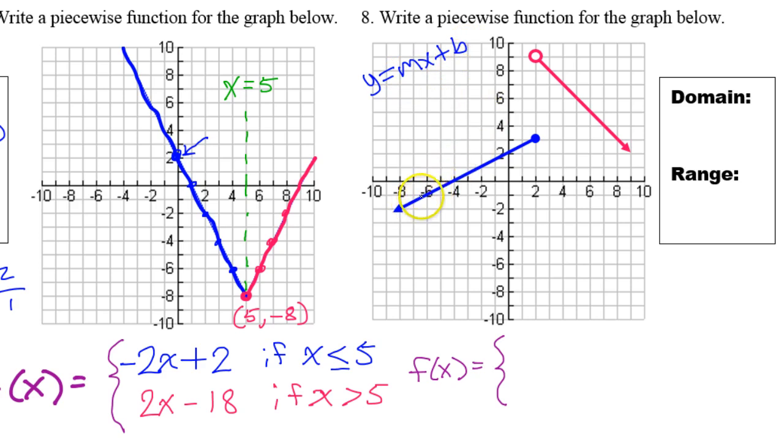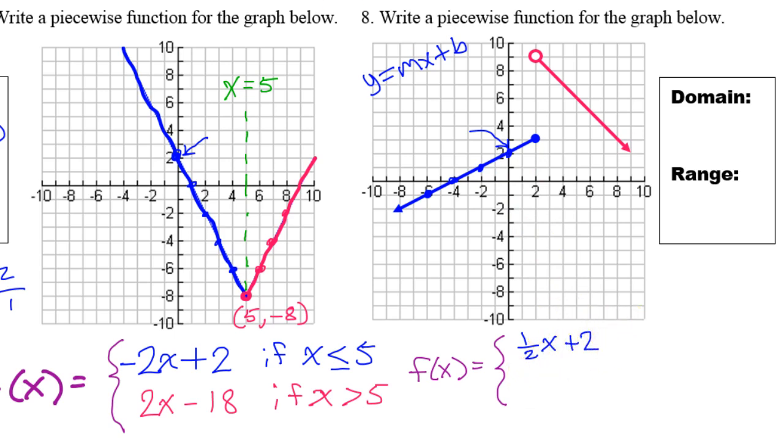So let's see. Let's put some dots on here. It seems to hit the grid like this. So from left to right, it's going up 1, right 2. So that's positive 1/2 x. Now I need the y-intercept. Well, the blue part crosses the y-axis right here at 2. So I will have 1/2 x plus 2.